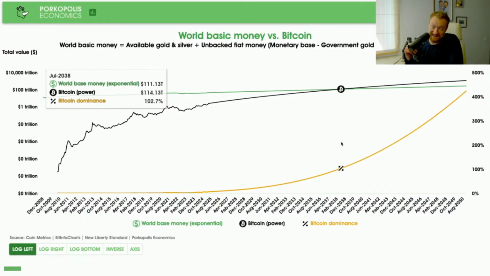And then keep in mind, you've got to think about a lot of different things here. If it gets to 100%, that does not mean that it's taken over. That just means it's actually 50-50. That means Bitcoin has a value of 100 trillion. Let's just call it 100 trillion. But that also means that all the gold, silver, and unbacked fiat money in the world is also 100 trillion. So it's actually 50-50 on the pie chart. So maybe the world can go on for another 10 years. Who knows? Until we fully denominate into Bitcoin.